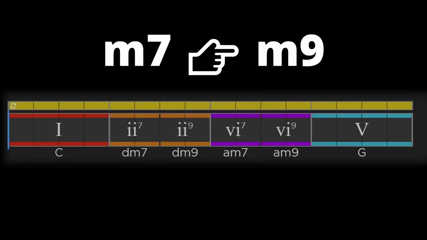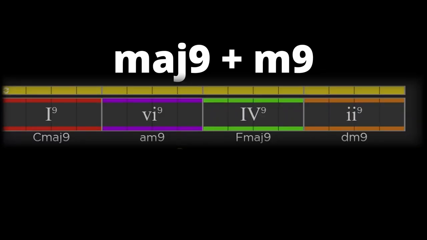Because they only differ by one note, you can alternate between minor seventh chords and minor ninth chords to create an interesting sound. Minor ninths can also be paired with major ninths to create quite an intense, mournful sound.